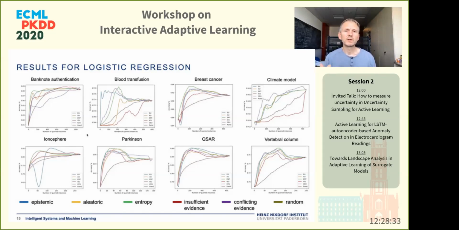And what we observe in general is that this idea of epistemic uncertainty sampling works less well for model classes that have a strong inductive bias, like logistic regression, where you essentially fit a linear model. And this is understandable simply because for these very restricted model classes, the epistemic uncertainty disappears very quickly. You don't need so many data points to have a good idea of where, for example, your decision boundary should be located.